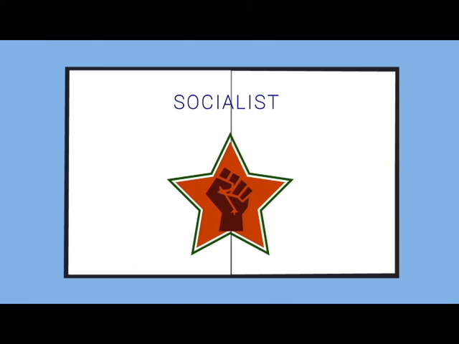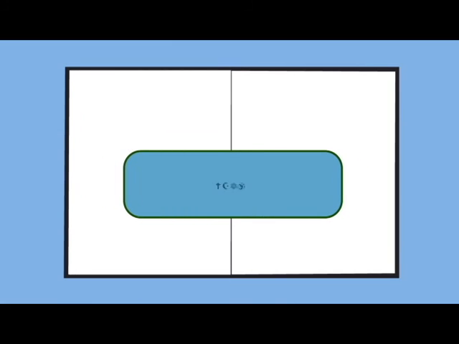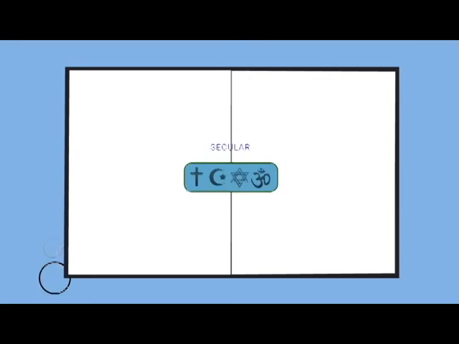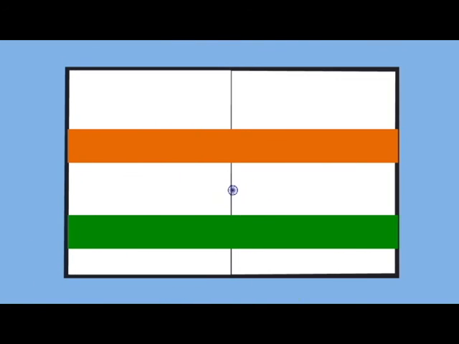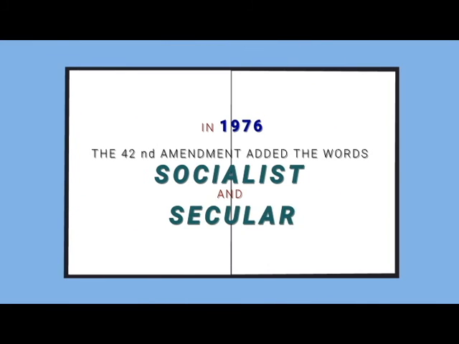Socialist means that wealth is generated socially. It should be shared equally by society. Secular means that citizens have complete freedom to follow any religion, but there is no official religion. Republic means that the head of the state is elected. In 1976, the 42nd Amendment added the words socialist and secular to the preamble of the Constitution.